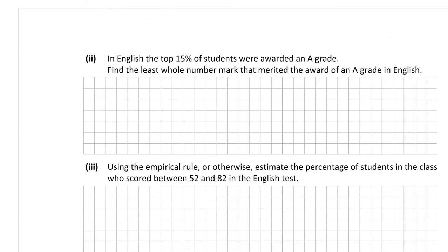In English, the top 15% of students scored an A grade. What was the least whole number mark that merited the award of an A grade in English? So looking at that, basically it's saying that the top 15% are given an A grade. What we need to do is convert that 15% into a z-score.